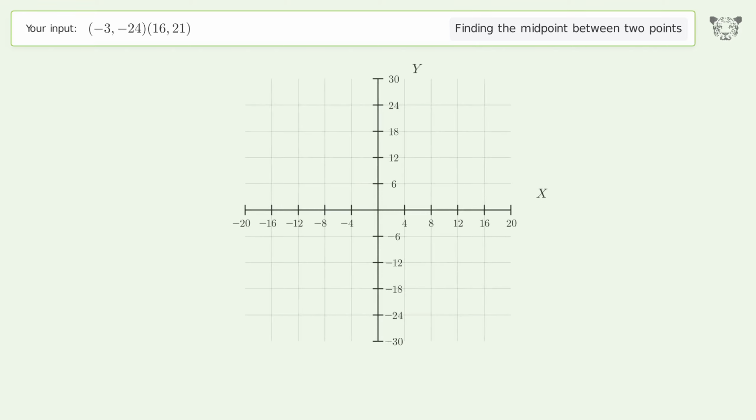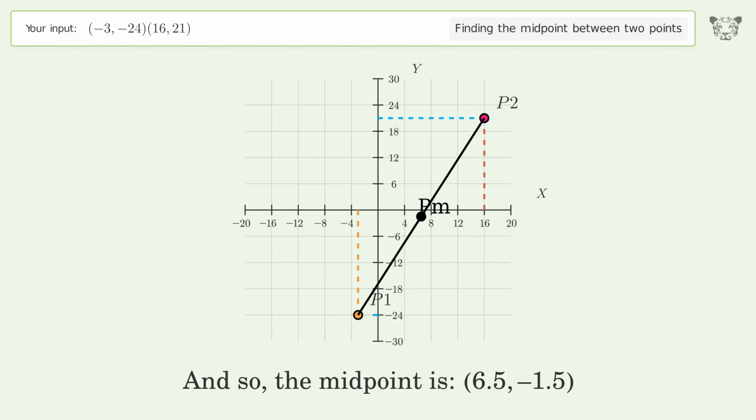And so, the midpoint is 6.5, negative 1.5.